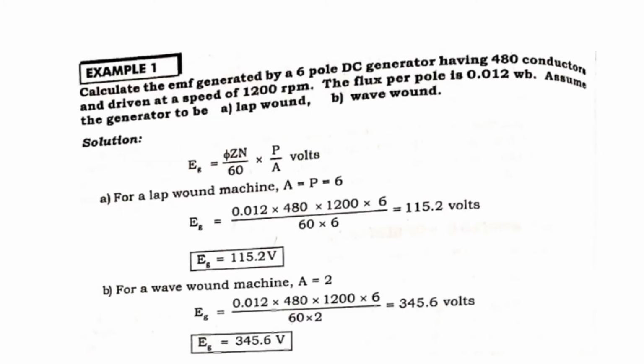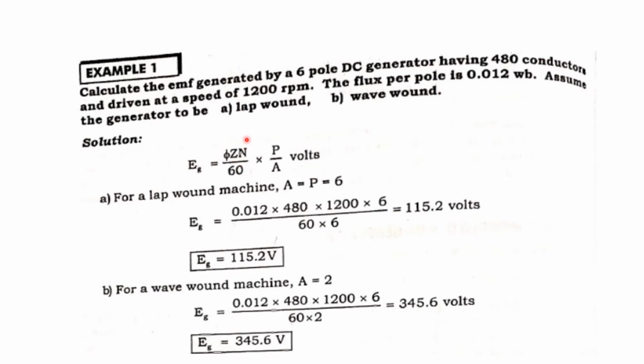The example problem is: calculate the EMF generated by a 6-pole DC generator having 480 conductors and driven at a speed of 1200 rpm. The flux per pole is 0.012 Weber. Assume the generator to be lap wound and wave wound. The given parameters are: number of poles is 6, the flux is 0.012 Weber, and Z, the number of conductors, is 480.